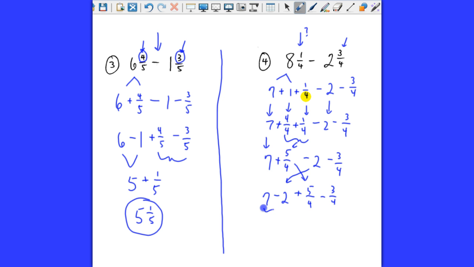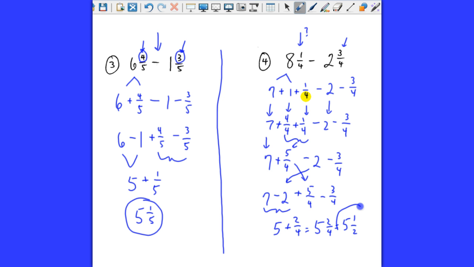Okay, now you have 7 minus 2, 5. And you have 5 minus 3 is 2, and you have 5 2/4, which equals 5 1/2. You have to reduce that.